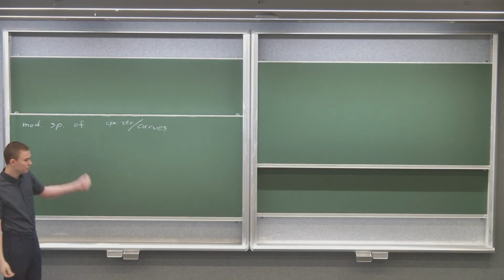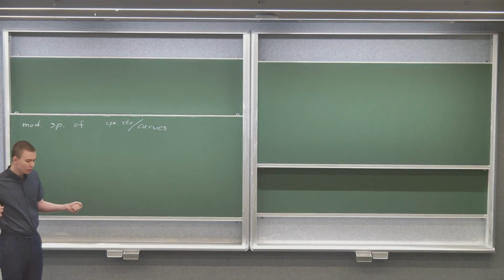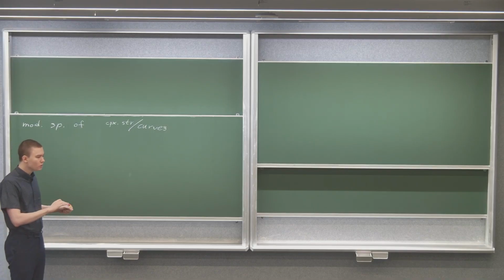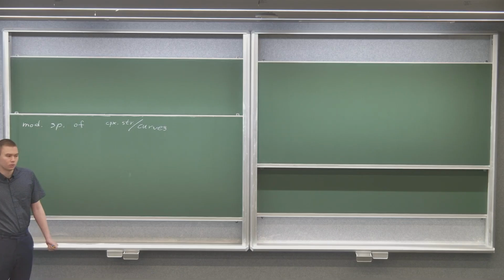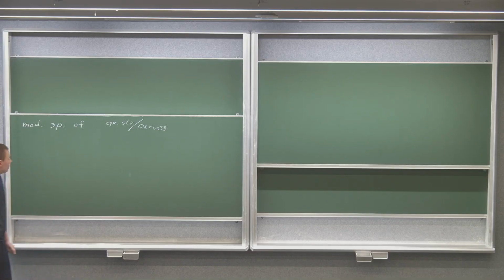Well, moduli space. What's a moduli space? It's a geometric object that represents all the possible objects of some type. For example, here we'll be talking about all the curves of genus G, and we'll try to represent them and look at all this set as some geometric object.